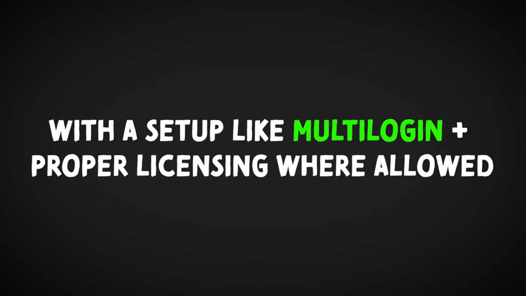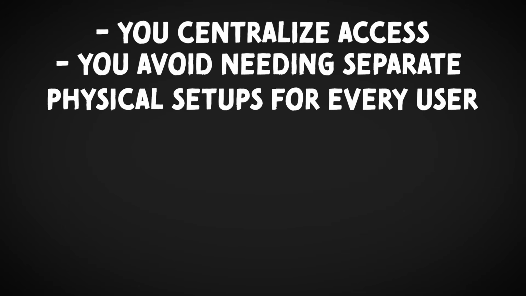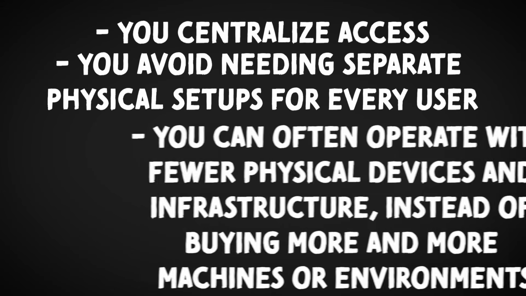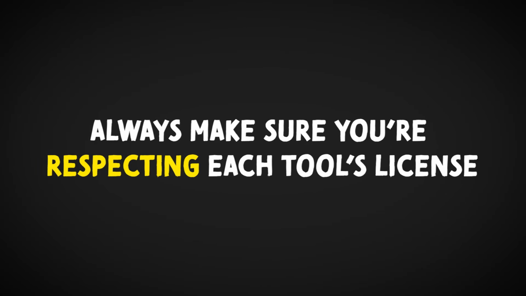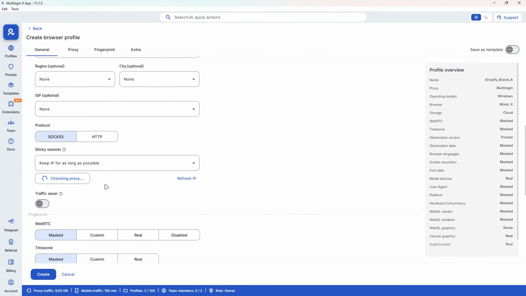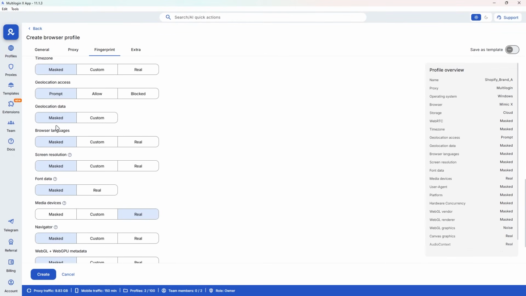With a setup like Multilogin plus proper licensing where allowed, and centralized access, you avoid needing a separate physical setup for every user. You can often operate with fewer physical devices and less infrastructure instead of buying more and more machines or environments. Always make sure you are respecting each tool's license. The point is, when you centralize and isolate infrastructure with Multilogin, you can often eliminate a lot of unnecessary overhead.